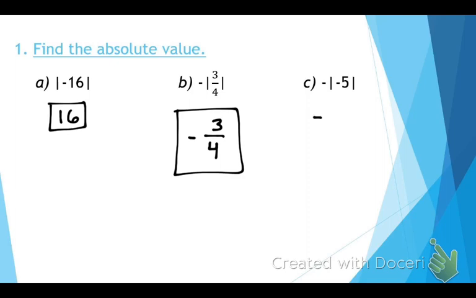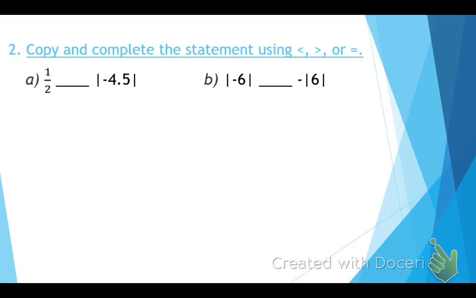Now let's just go ahead and look at this next part. What is the absolute value of -5? Just plain old 5. So I'm going to bring down a 5, and what is my final answer? -5. Any questions on how to find the absolute value? Okay, there will be different kinds of examples that look very similar to that on your quiz. Moving on to the next one.